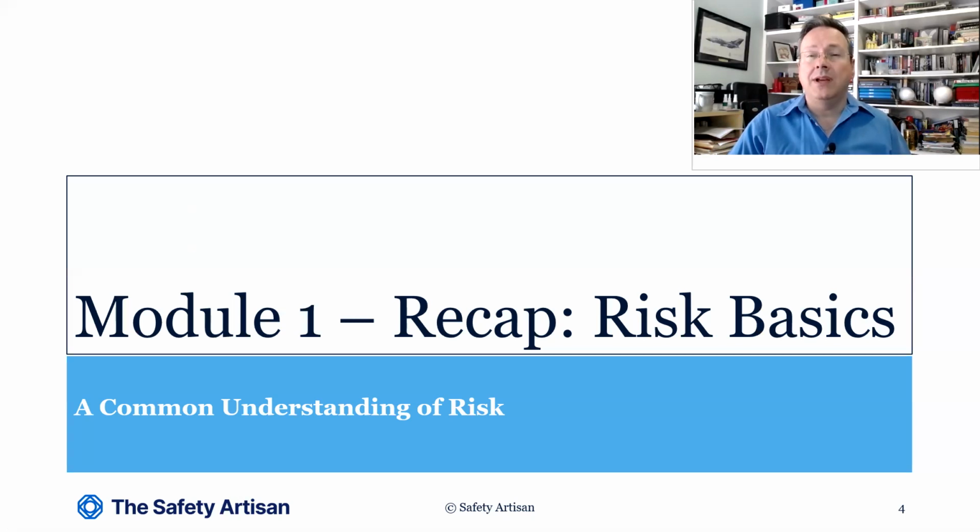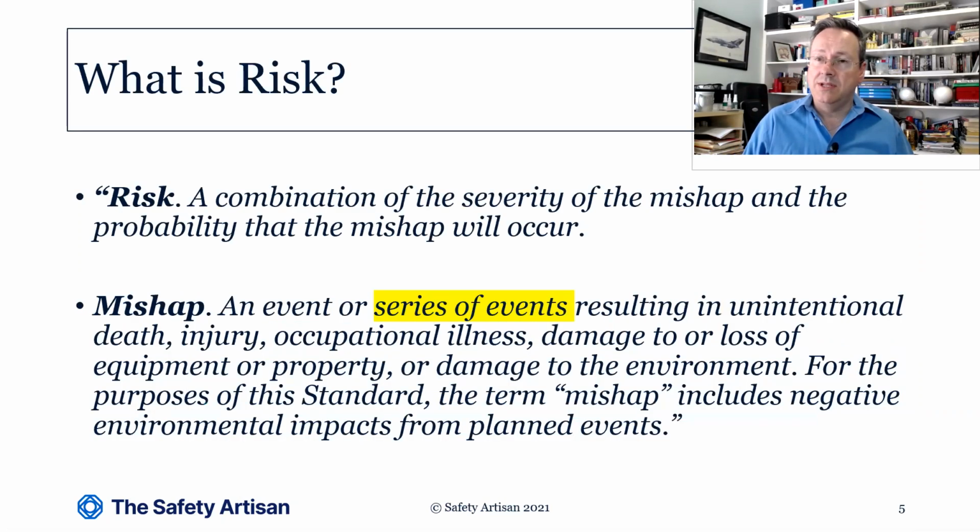But we need something a little bit more formal than the instinctive thinking about risk that we do all the time. And to help us do that, we need just a couple of definitions to get us started. So first of all, what is a risk? Well, it's a combination of the severity of a mishap or accident and the probability that that mishap will occur. So it's a combination of two things, and we'll see that illustrated in the next slide.